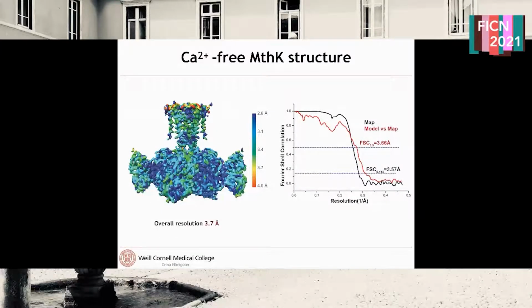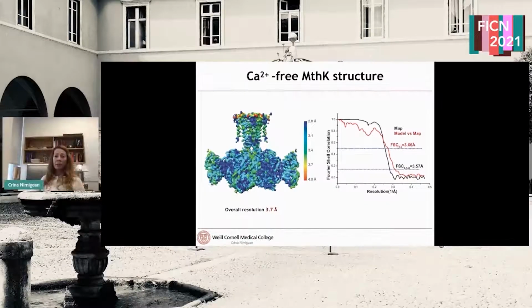So this is the final map, at 3.7 angstrom resolution, and this is colored by local resolution. What I mean by this is that in dark blue, we have very high resolution areas, 2.8 angstroms, and red is around 4 angstroms. So you can see that only the top part and the more external parts of the protein are lower resolution than the ones in the middle.